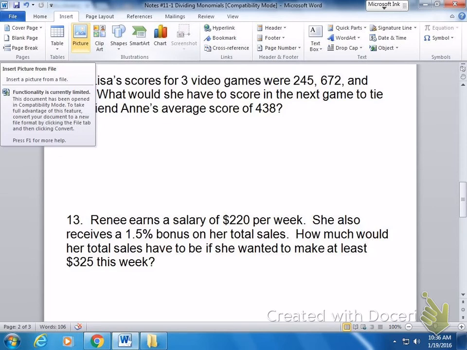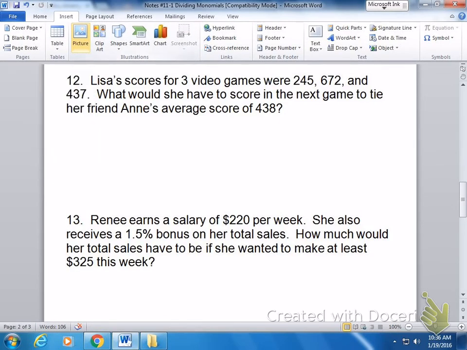Lisa's score for 3 video games were 245, 672, and 437. What would her score have to be in the next game to tie her friend Ann's average score? Guys, to get averages, you have to add everything up and divide it by the number of terms. So she knows the 3 scores, 245 plus 672 plus 437, but I don't know her last game score. It's x. To get the average of that, I'd have to divide by the number of terms, which is 4, and she wants it to be 438.